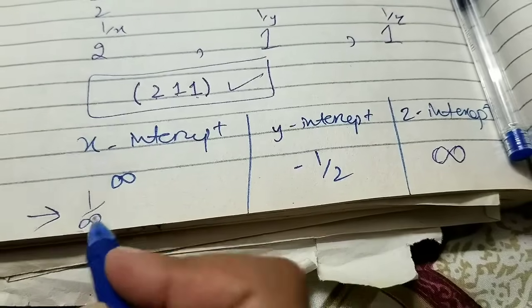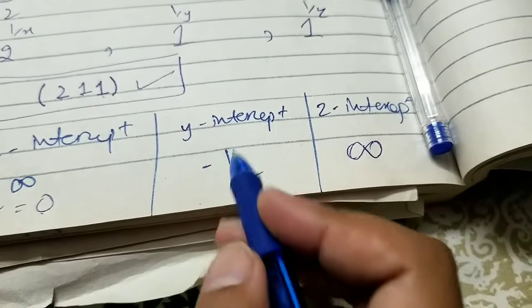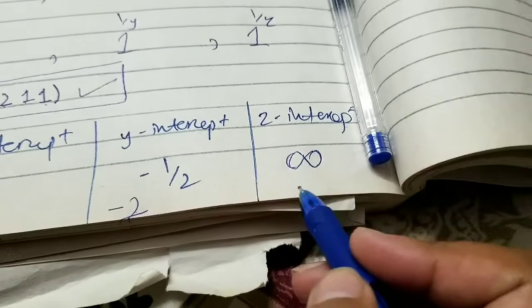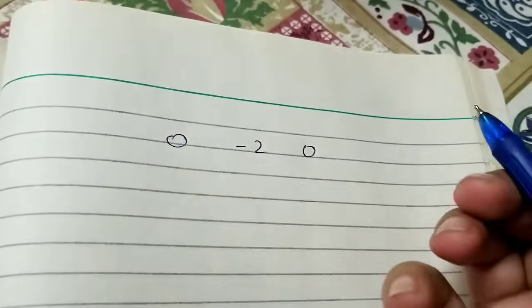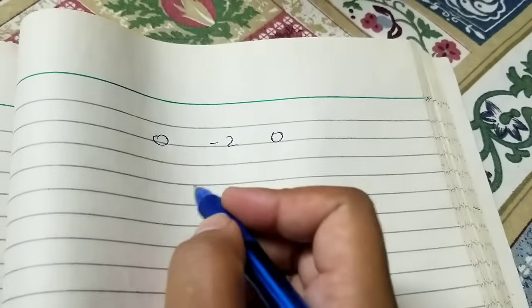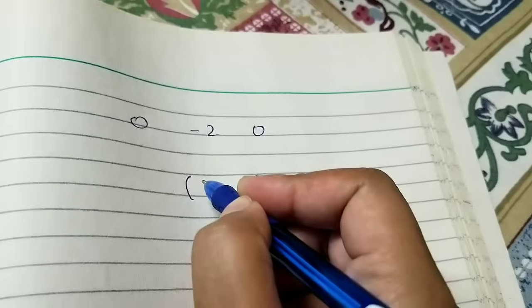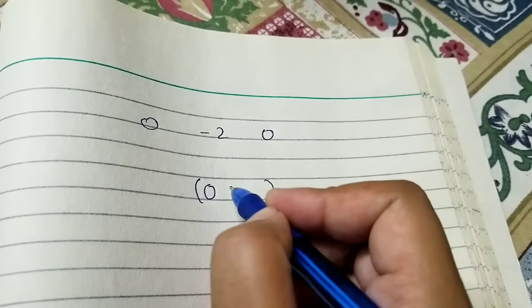Okay, whenever the intercept is infinity, the inverse is 0. The inverse of minus 1/2 is -2, and the inverse of the z-intercept, infinity, is 0. So we got 0, -2 and 0 as the final numbers for the Miller indices, and we'll write them in the rounded brackets. First is the inverse of the x-intercept, second is the inverse of the y-intercept.